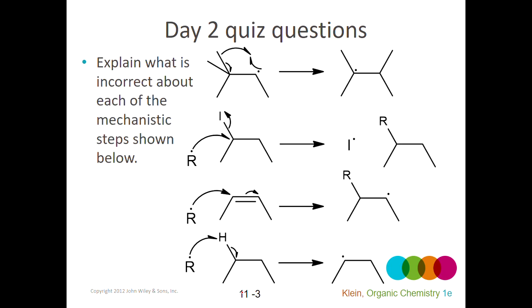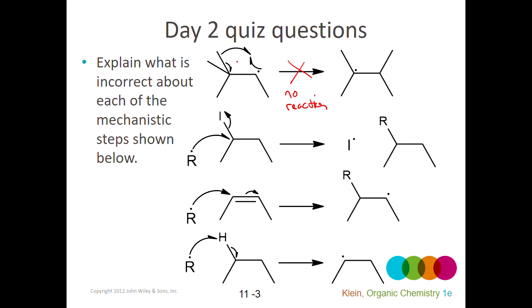And the next quiz question was related to showing curved arrows. And I asked you to explain what was incorrect about each of these 4. So in the first one, the arrows that are drawn would indeed actually produce this product. But what we said about rearrangements with free radicals is that they don't occur. So even though this would be a correct way of showing a methyl group shifting over to the neighboring carbon, we don't really see that happening. So there's nothing wrong with the arrows necessarily, just that this reaction would not occur.